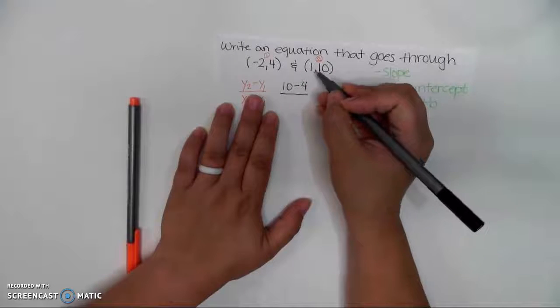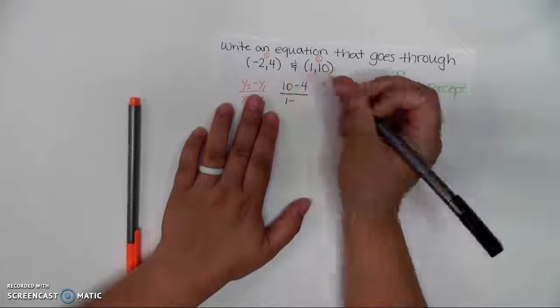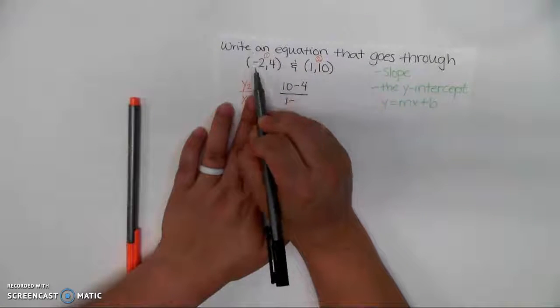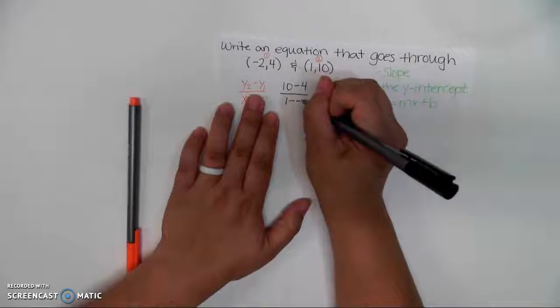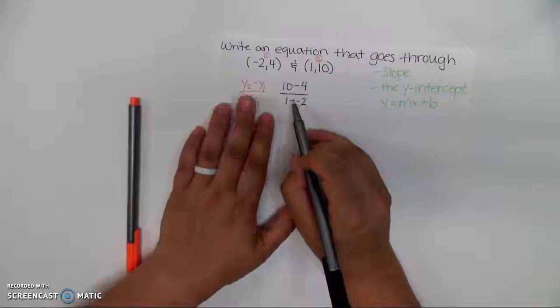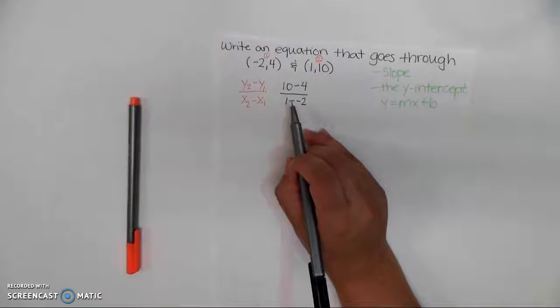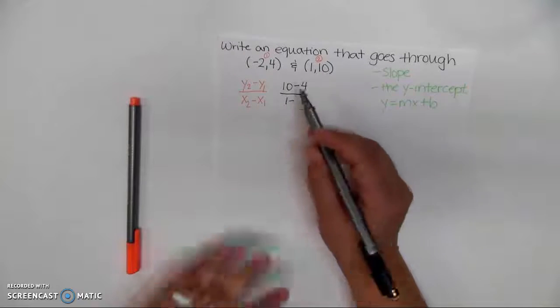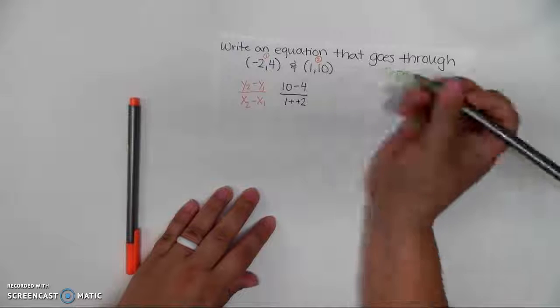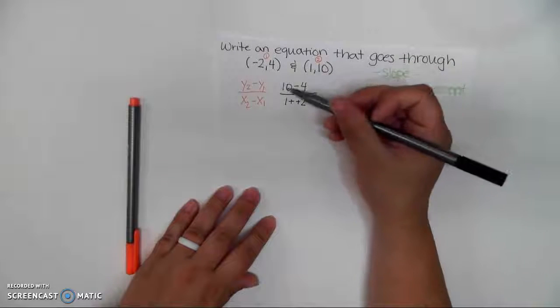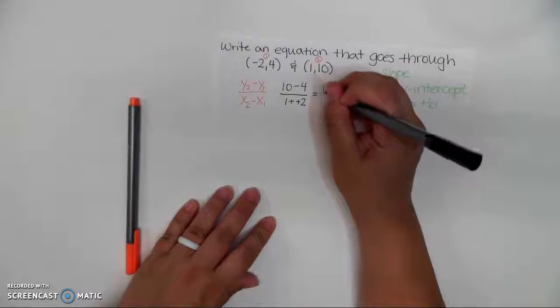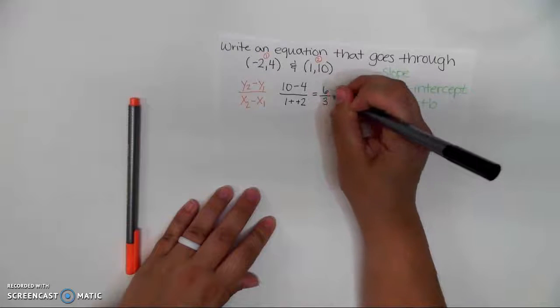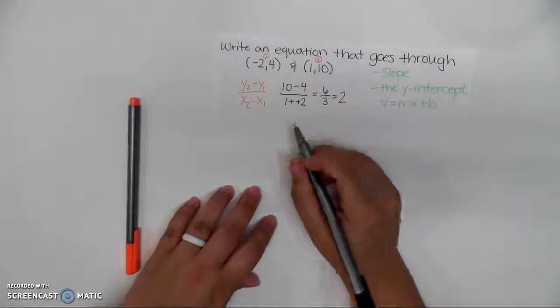And I'm going to put that over 1 minus, and then I'm going to go back to the x1, which was negative 2. It's really important that we remember that this is a minus, so that if we come across something that looks like this, we know that it turns it into a plus. Okay? So we've got 10 minus 4, which is 6, over 1 plus 2, which is 3. So my slope of this line is 2.